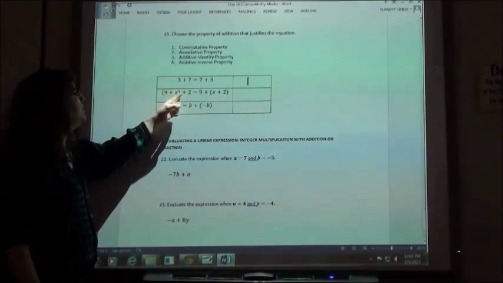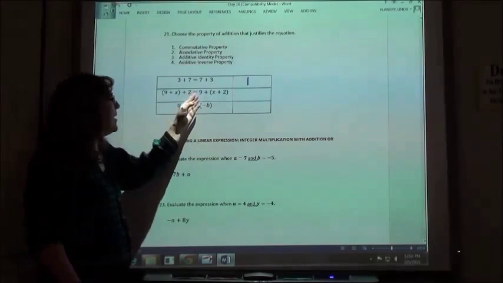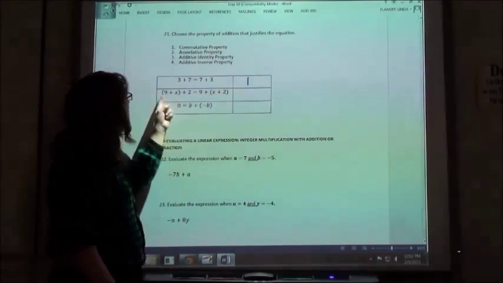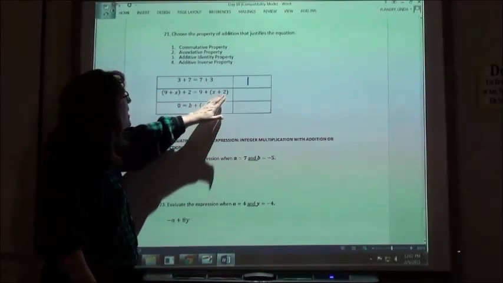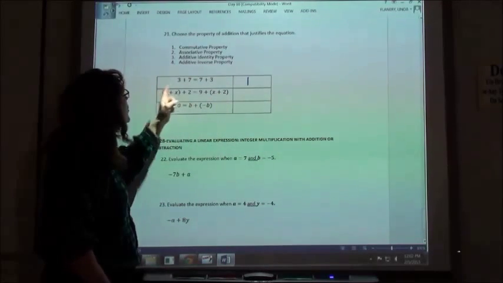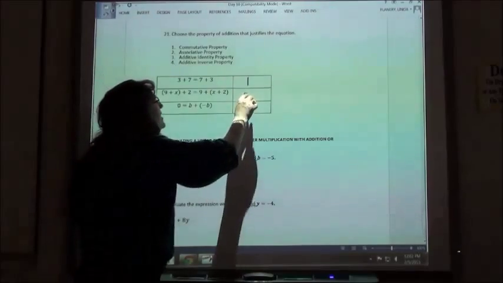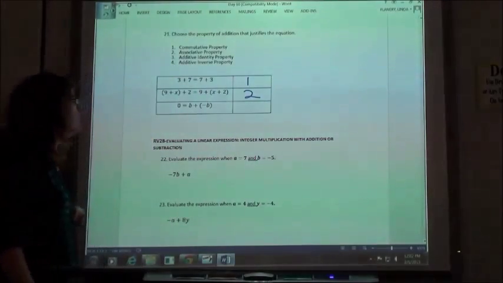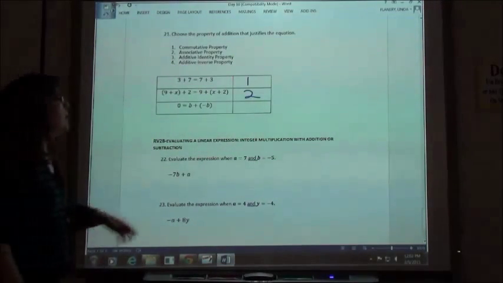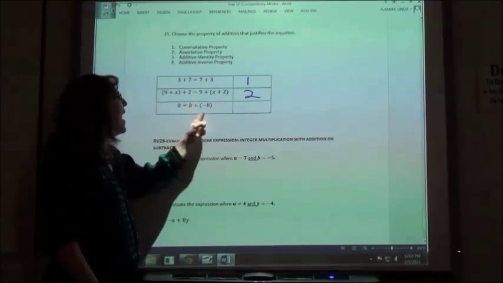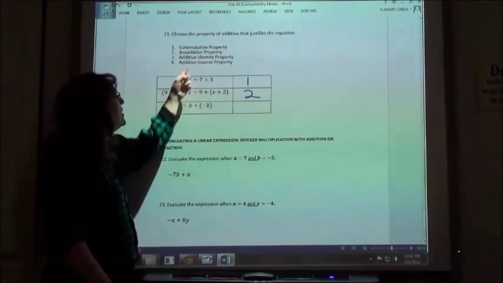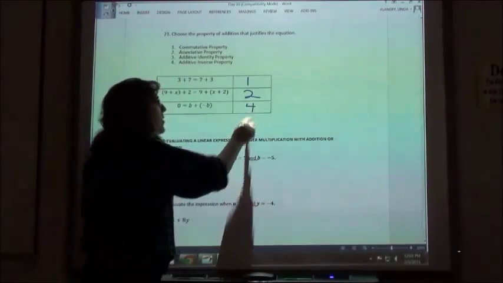9 plus x plus 2 equals 9 plus x plus 2. My order's the same. Here the parentheses around the 9 plus x. Here it's around the x plus 2. I've changed what's in my parentheses. That's my associative property. Here I'm taking a b plus a negative b. I'm getting 0. I'm adding opposites, which is my additive inverse property.